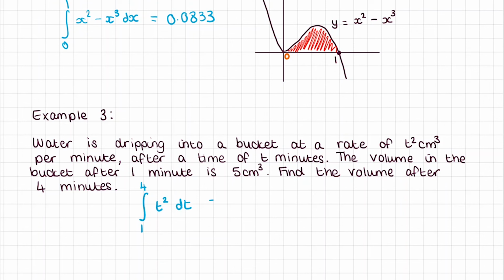If you put this into your calculator, as we've shown you previously, you will get an answer of 21 centimeters cubed. Now we've got this, we just need to add in our first minute, the volume in the bucket after the first minute, because this is from 1 to 4 minutes. We just need to do 21 plus 5, so our volume after 4 minutes was 26 centimeters cubed. And that's definite integration.